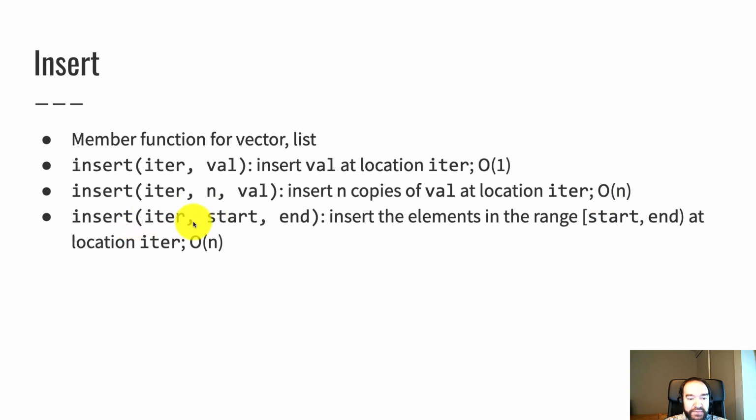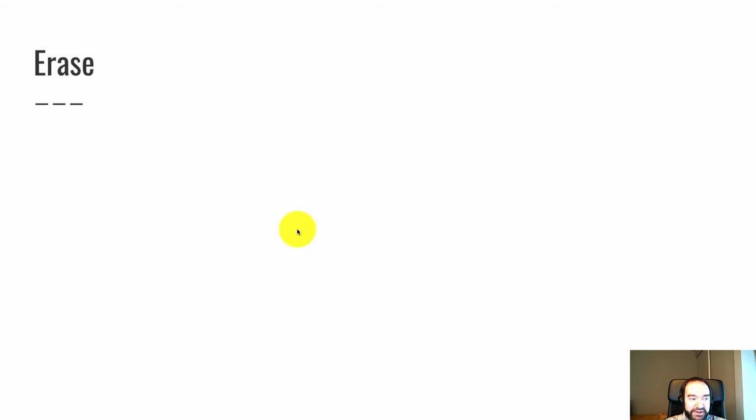And you can insert a range of elements. This is where that range thing comes in. So at location iter, I want to insert all the elements starting at start, ending at end. Start and end usually come from a different data structure, and that takes linear time in the number of elements that are actually getting inserted.